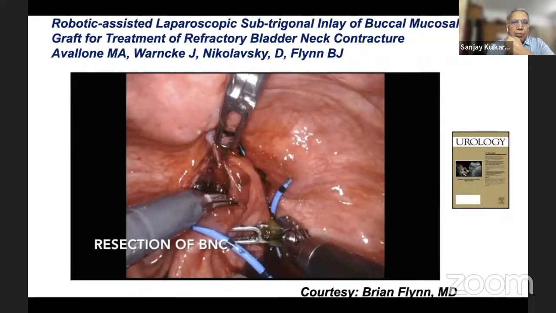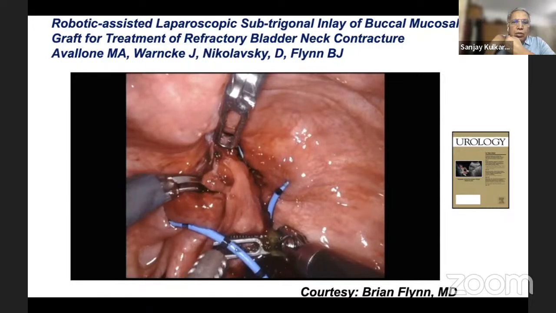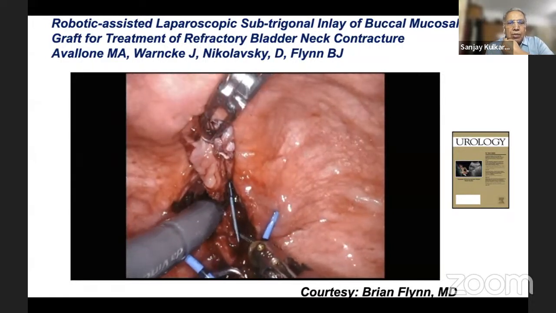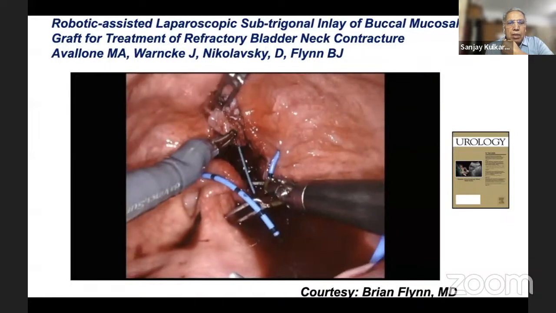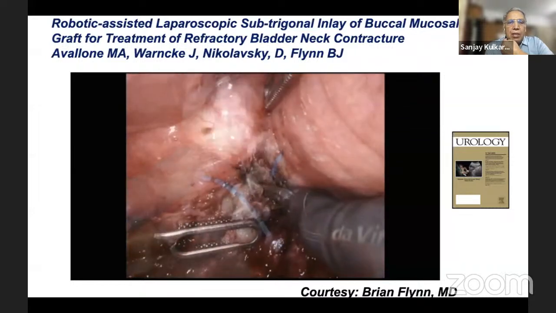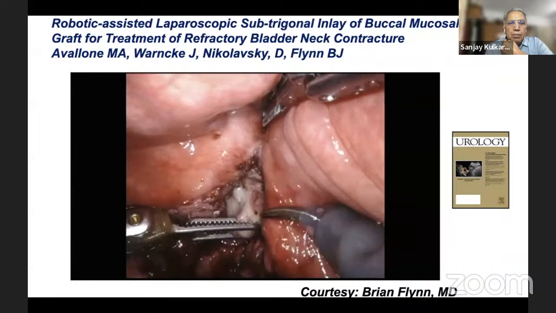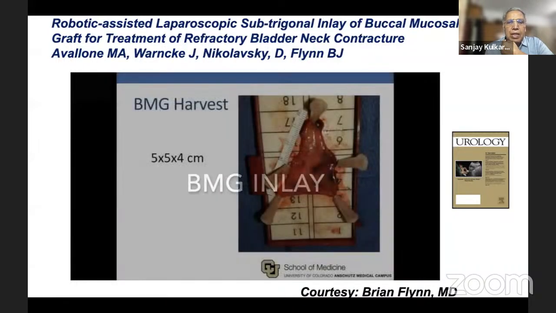Li Zhao's approach was through the anterior bladder wall. This is the posterior bladder wall. Now, after excision of the scar, an associate will harvest a buccal mucosa graft. You can see excision of the scar here, the whitish tissue, and this is the BMG inlay.